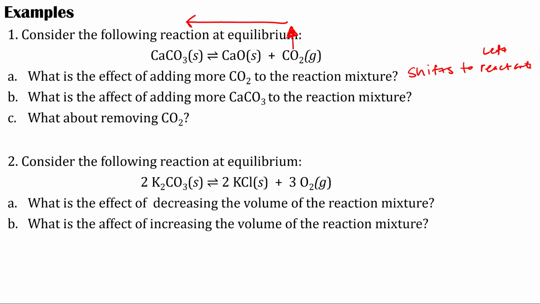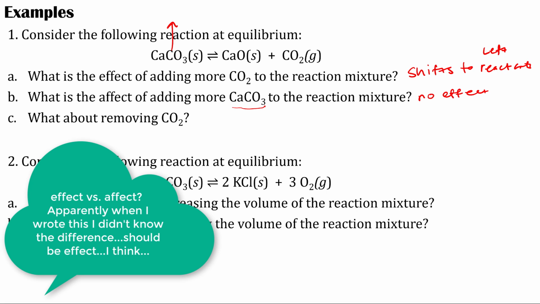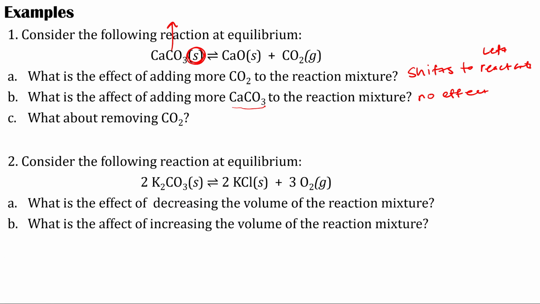What is the effect of adding more CaCO3 to the reaction mixture? So in this situation, we're going to be adding CaCO3. That will have no effect. And the reason it doesn't have any effect is because it's a solid, and solids don't affect equilibrium because they're not in the K. So that's the only thing you have to watch out for that wasn't really discussed in the context of the video so far. But I'm telling you right now, if you add solid to an equilibrium mixture, it's not going to affect it.